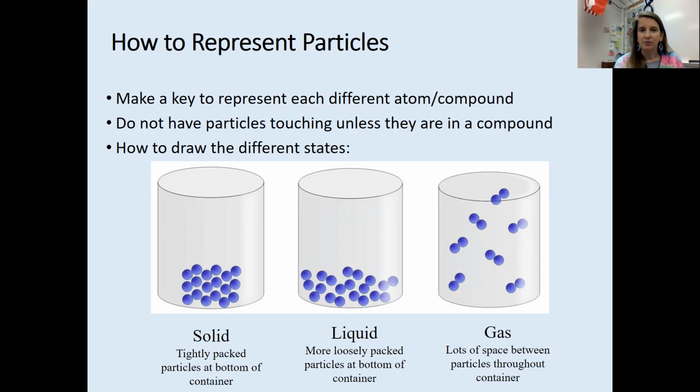One thing to keep in mind while you're drawing your particle diagrams is to represent the state of matter as best as you can. With solids, as you know, those are tightly packed together and they're going to be drawn at the bottom of your container. With liquids, they're a little bit more spaced apart than your solids, but also those would be drawn towards the bottom of your container. Gases, however, are going to be really far spread apart and you want to fill your containers. You want those to be all around your container.